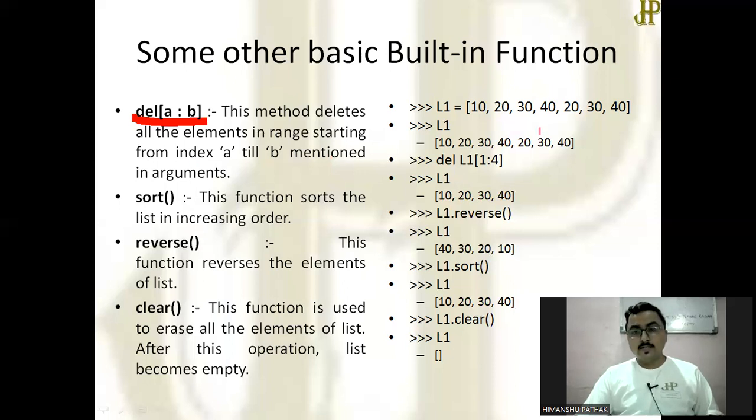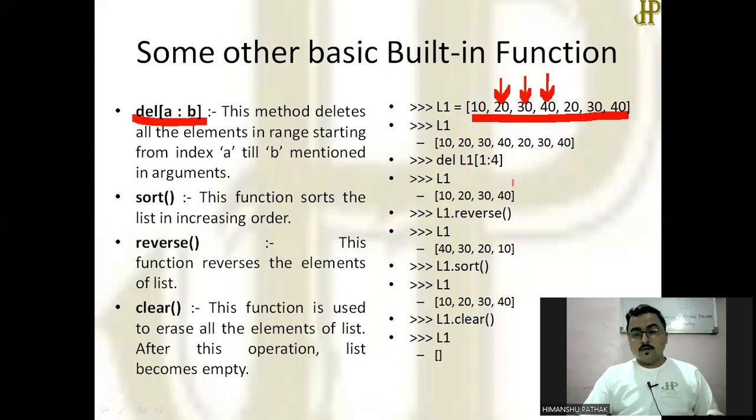So here you can see that there are various elements. Now I'm going to delete, del variable name from 1st position to 4th position. So what will it delete? From the 1st position, 20 will be deleted, 30 will be deleted, and 40 will be deleted. 1st position, 2nd position, 3rd position. 4 minus 1, that is the 3rd position.